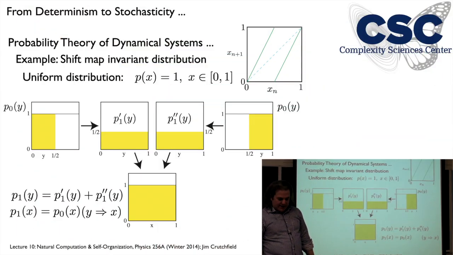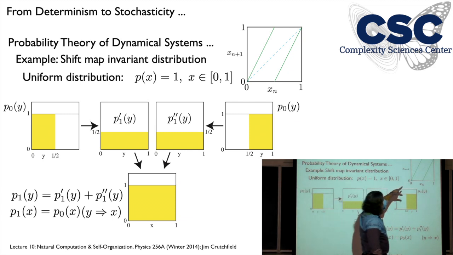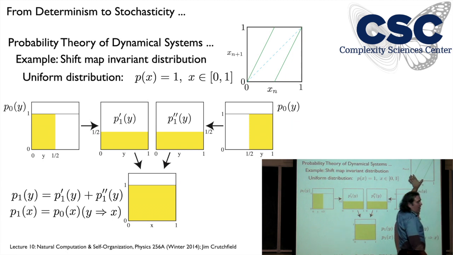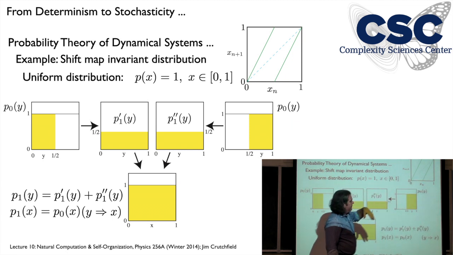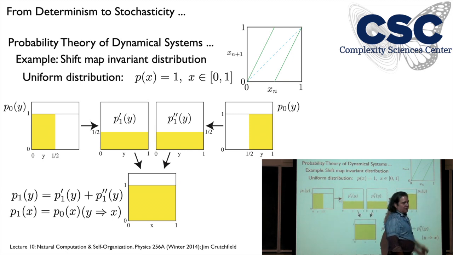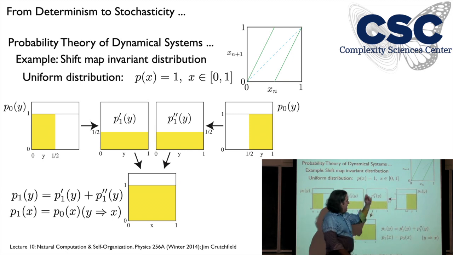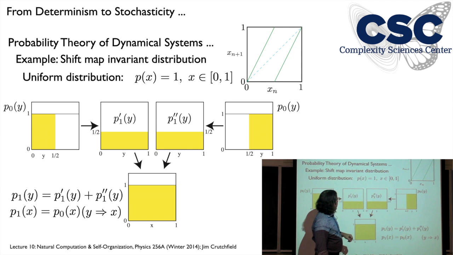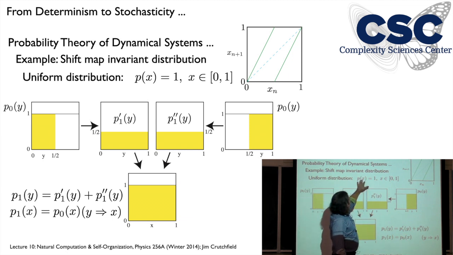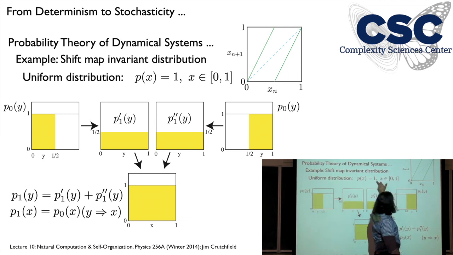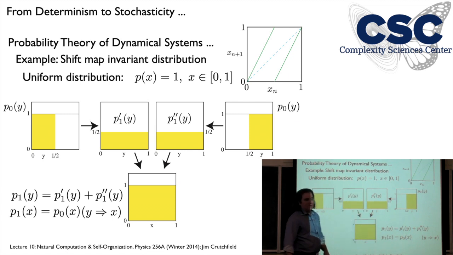Here's a more interesting case, but also pretty simple. Let's look at the shift map again. And I argued when we were looking at the example iterations that it looked like the map was taking that initial peaked distribution to a flat one. So, hypothesis: the uniform density on the interval is an invariant density. So I'll go through a graphical way of talking about that.